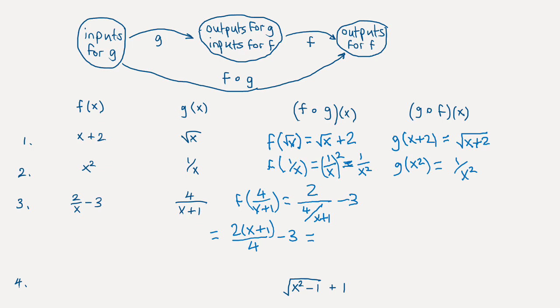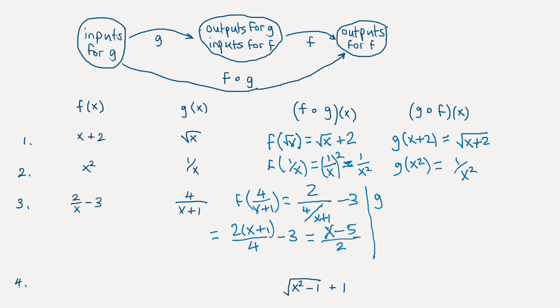So we'll have x plus 1 minus 6. Simplify that to x minus 5 over 2. So that's the answer to the composition of f on g. And let's do the composition of g on f now. So let's see. So we're going to apply g to the output of f.